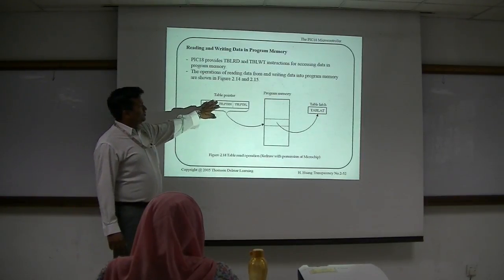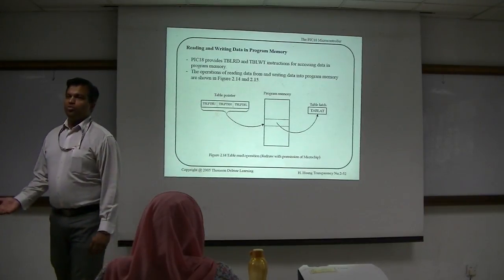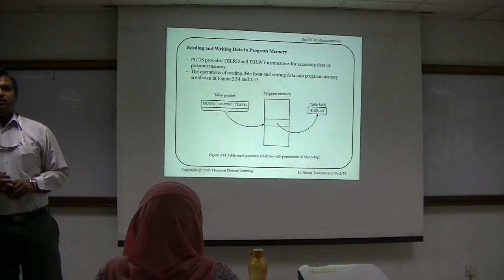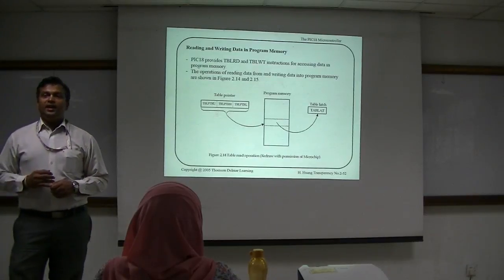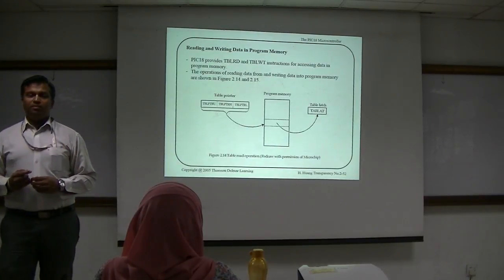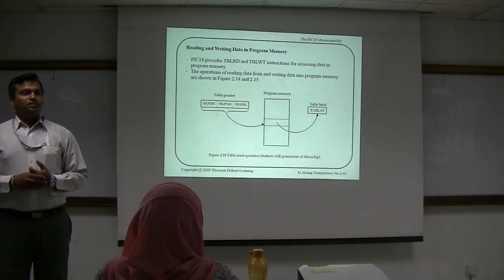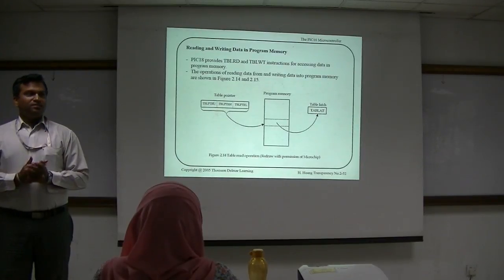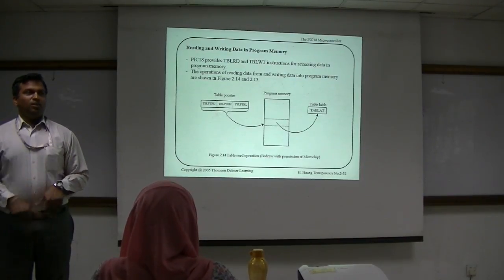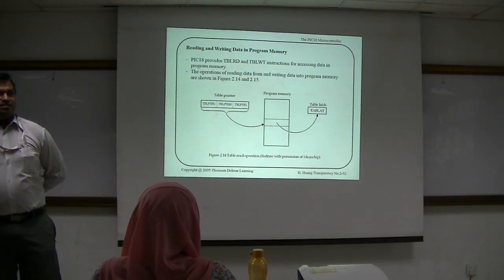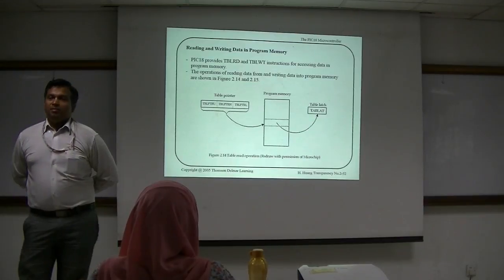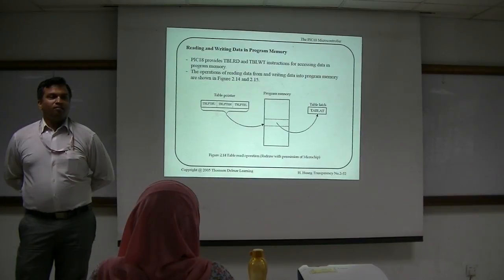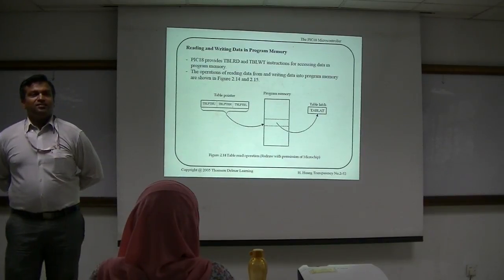So the table pointer must have how many bits if we want to point to program memory? How many bits must the table pointer have in order to point to any location in program memory? 16. Any other answer? Okay, let me just try to ask. The FSR is a pointer in data memory, right? How many bits is FSR?